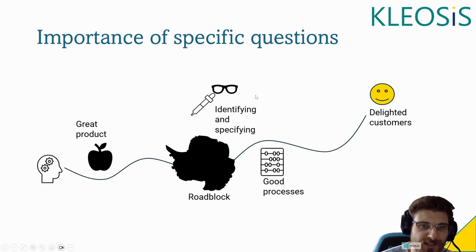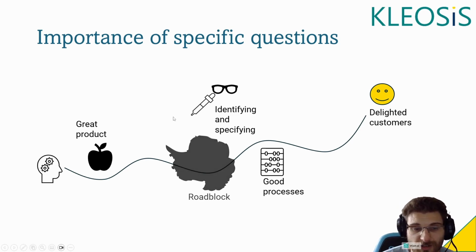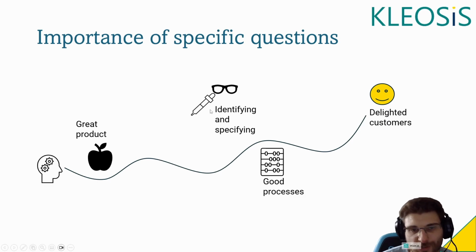The idea of asking a really specific question is being able to identify and specify that roadblock. The more specific you can get, the more likely it is that you're going to come up with a reasonable action or a reasonable strategy to remove the roadblock and get to your delighted customers.